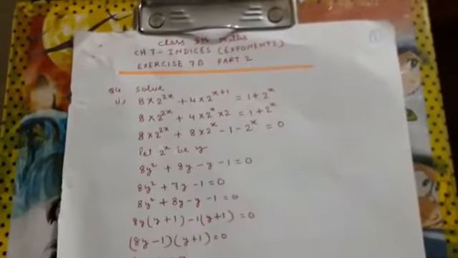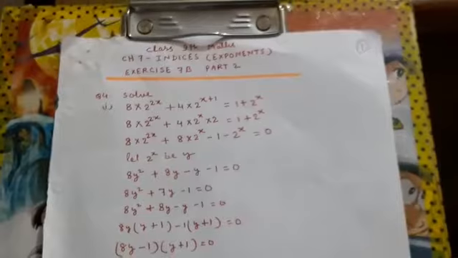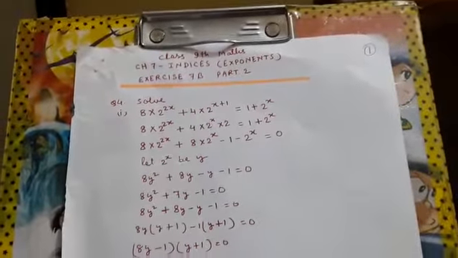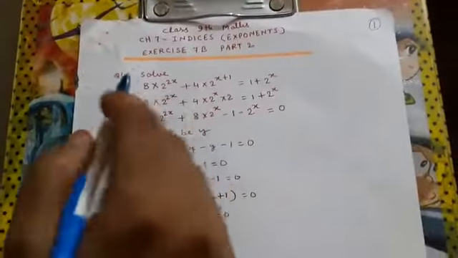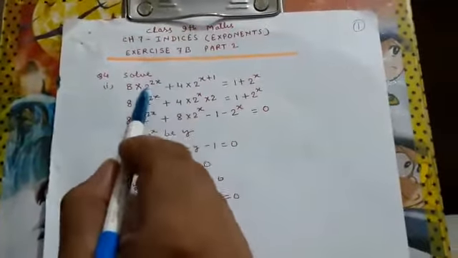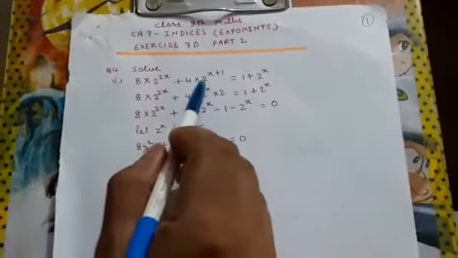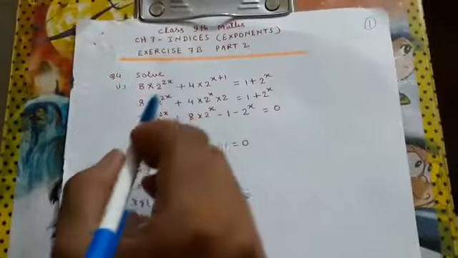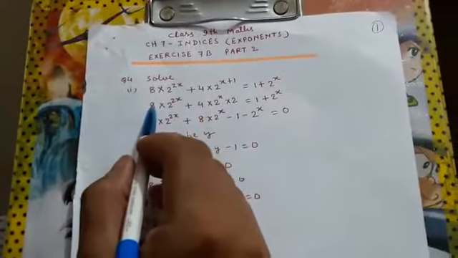Dear students, in the previous class, we started exercise 7b, part 1. We have done till question number 3. Now, let us see the next question, number 4. The first part of this question is: solve 8 into 2 power 2x plus 4 into 2 power x plus 1 is equal to 1 plus 2 power x. Let us see how we'll solve this question.